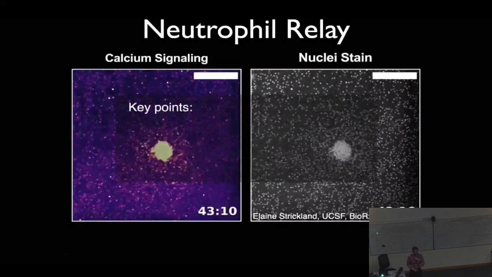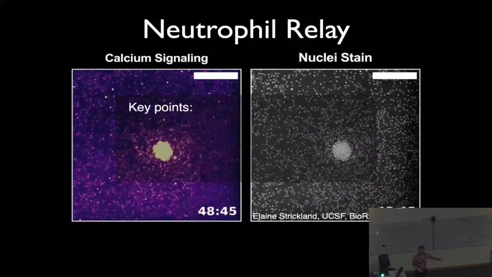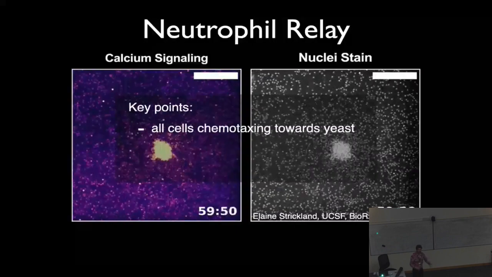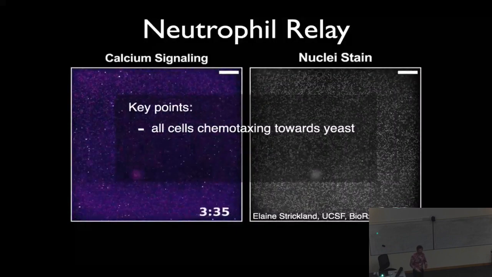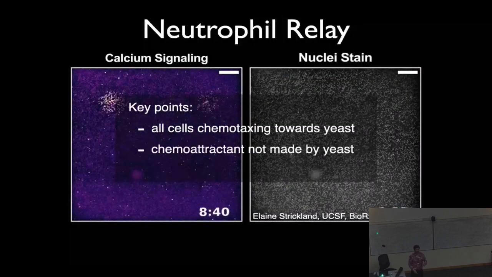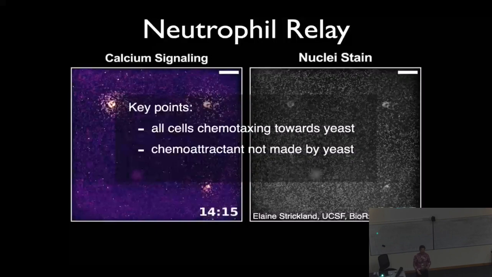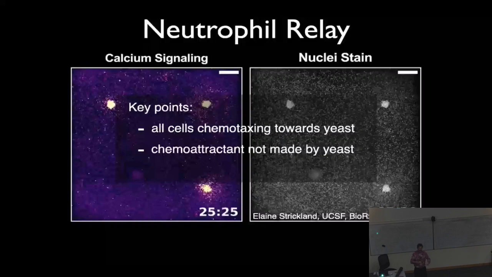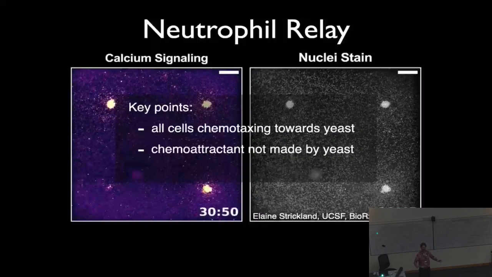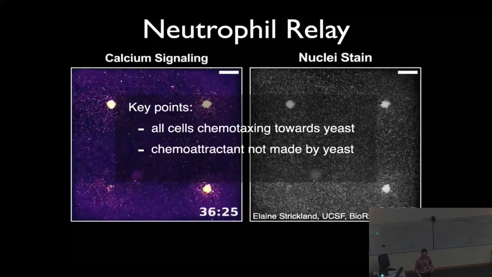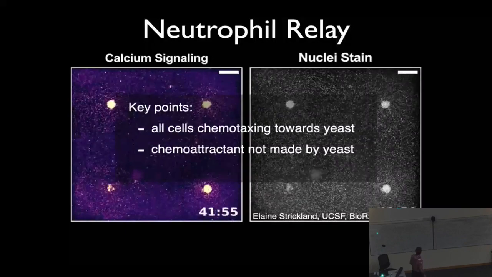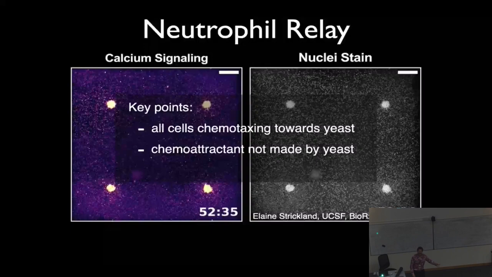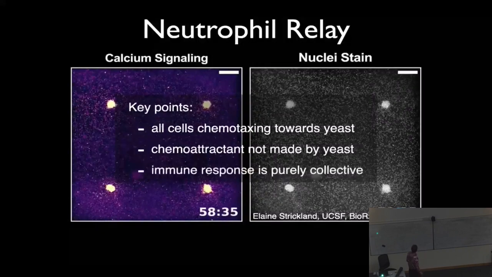The key points, though, and even the authors of this paper don't emphasize the key points enough, is that all of the cells chemotax towards the yeast, but the chemoattractant is not made by the yeast. All of the cells chemotax towards the yeast, but the information comes from the yeast. The chemoattractant comes from the cells themselves, that they're making on the fly while they're chemotaxing. So it's the difference between information and gradients and attractants yet again, but it's cool.